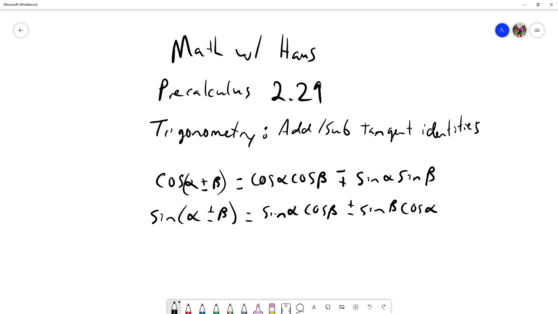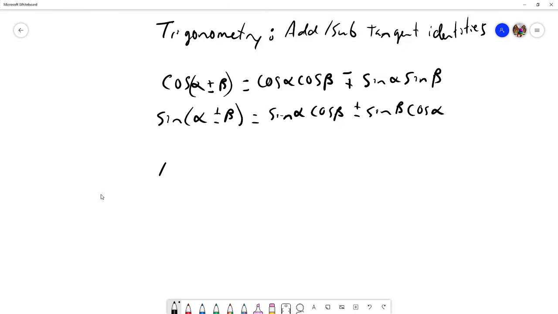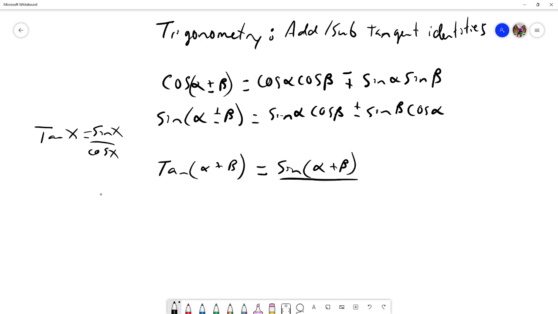So, what we're going to consider now is the question of tangent of alpha plus or minus beta. And in fact, before we do that, we're going to consider the case 1, the addition. So we can note immediately that tangent x is equal to sine x over cosine x. Well, that means this is the same thing as sine of alpha plus beta divided by cosine of alpha plus beta.